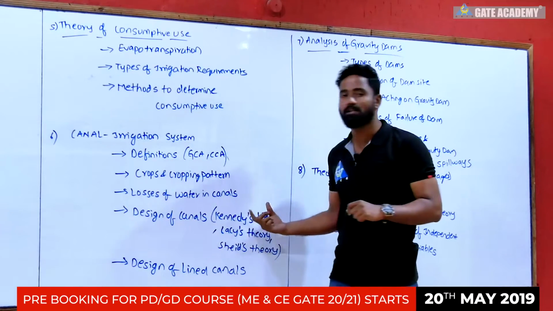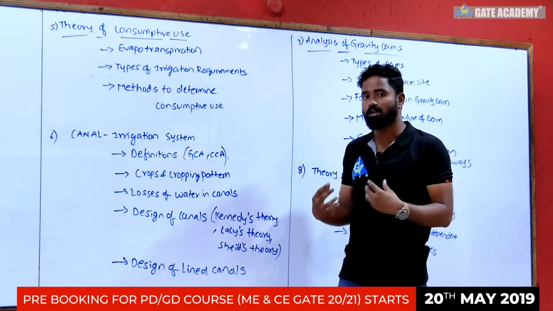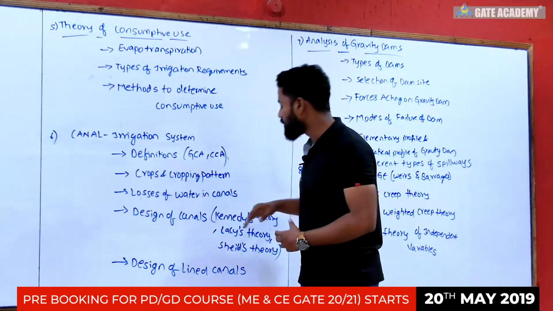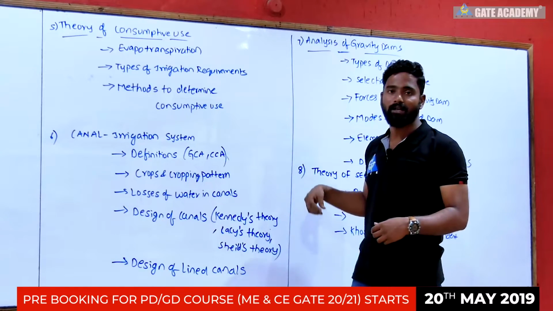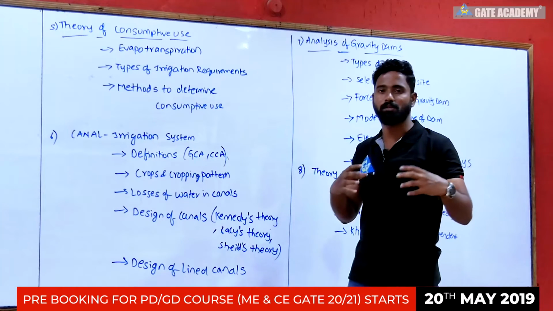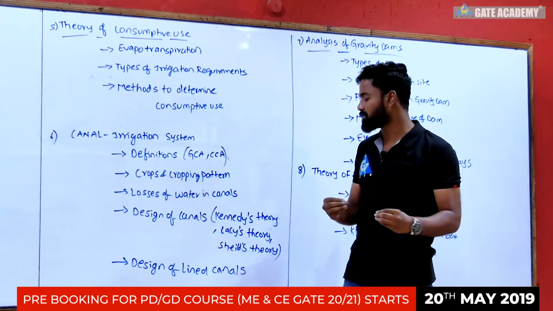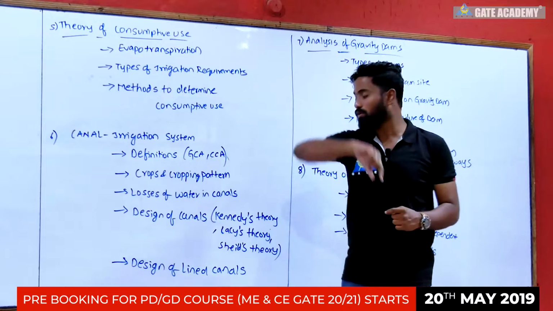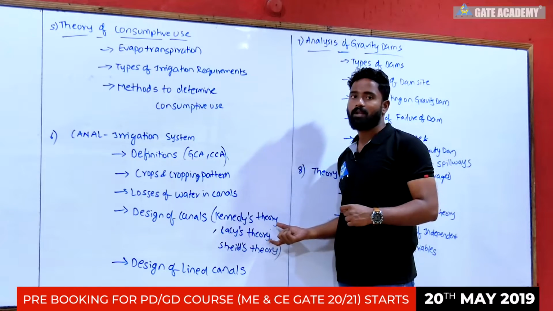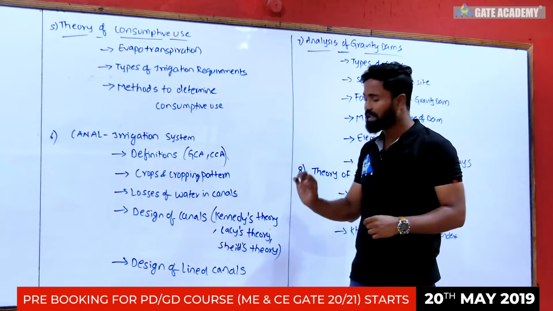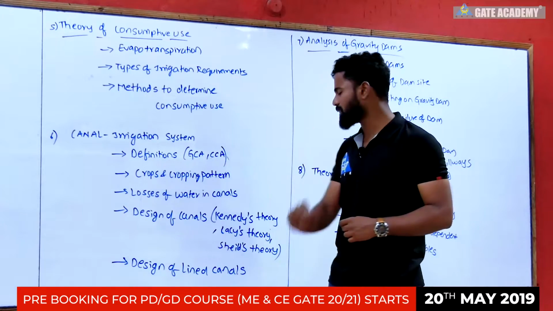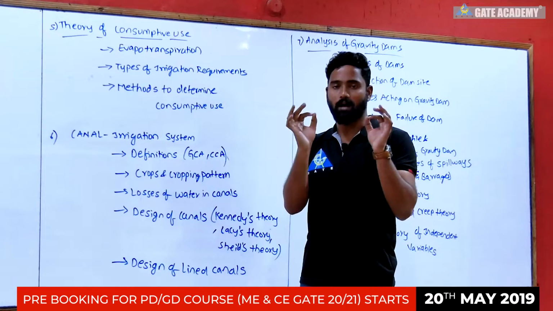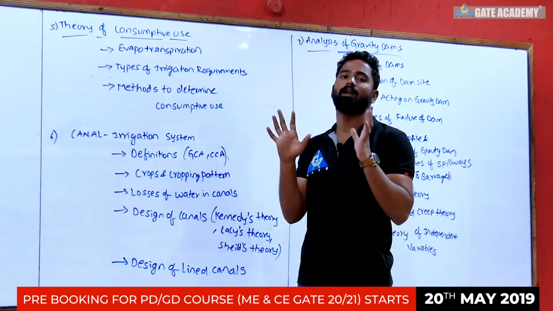So Kennedy's theory is based on non-scouring velocity and non-silting velocity, and there are many limitations for Kennedy's theory, because we are going to assume many things. Kutter's equation is applicable and all those things. Many equations and many limitations will be there for Kennedy's theory. All those limitations are overcome in Lacey's theory. In engineering services, many questions are asked on Lacey's theory. It is a direct application: there will be 6 formulas, apply those formulas, then you will get the answer.